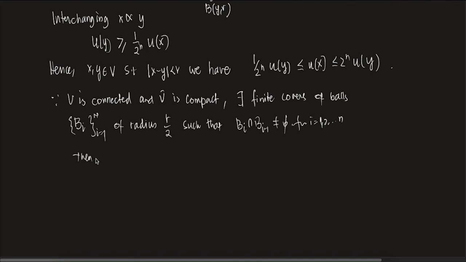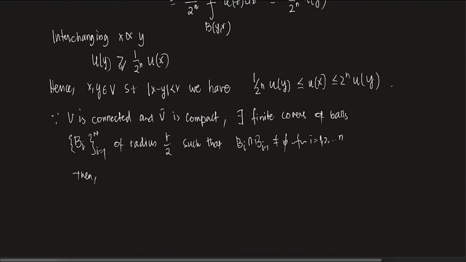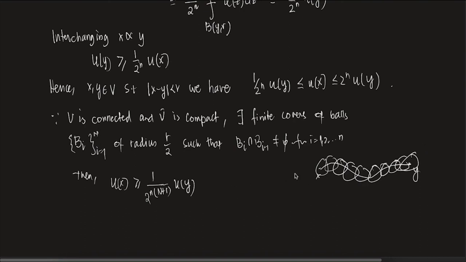Okay, so then what happens? For any x, y with distance less than or equal to r, we have proved that this sort of property holds, so u(x) and u(y) are comparable. Then you can say u(x) is greater than or equal to 1 by 2 to the power n plus 1 times u(y), because this is happening for every x, y. If x and y are here and here, connectedness is required, because otherwise you can't connect these two points. Now you just take balls overlapping along the way. After a finite number of steps, let's say capital N, you can cover the whole thing, and for every x, y in between, u(x) and u(y) satisfy these two properties.